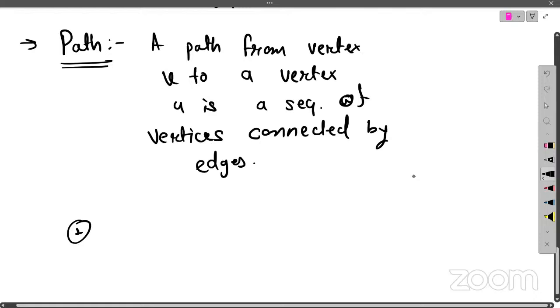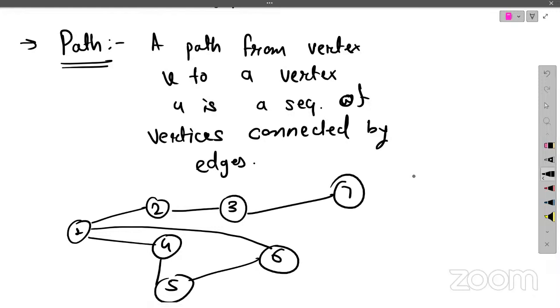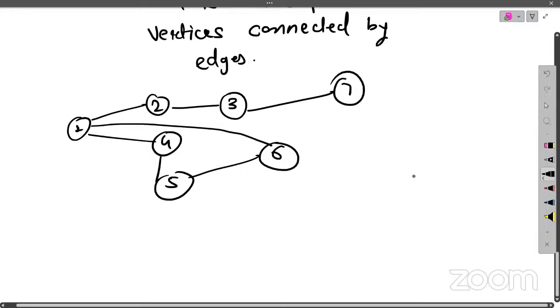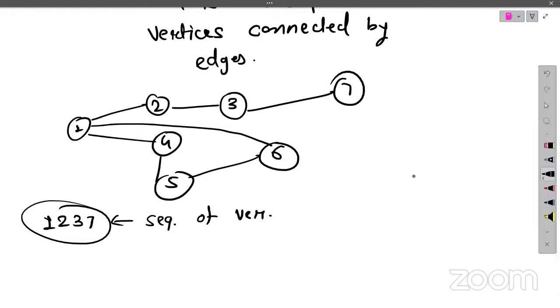Suppose you have a graph something like this: 1, 2, 3, 4, 5, 6, and 1 is also connected to this, and suppose 7 is here. What will be the path between 1 and 7? If you collect the sequence 1, 2, 3, and 7, then this is a sequence of vertices, and each next vertex is connected to the previous vertex via one edge. 1 is connected to 2 via this edge, 2 is connected to 3 via this edge, and similarly here. Such a sequence is known as a path.